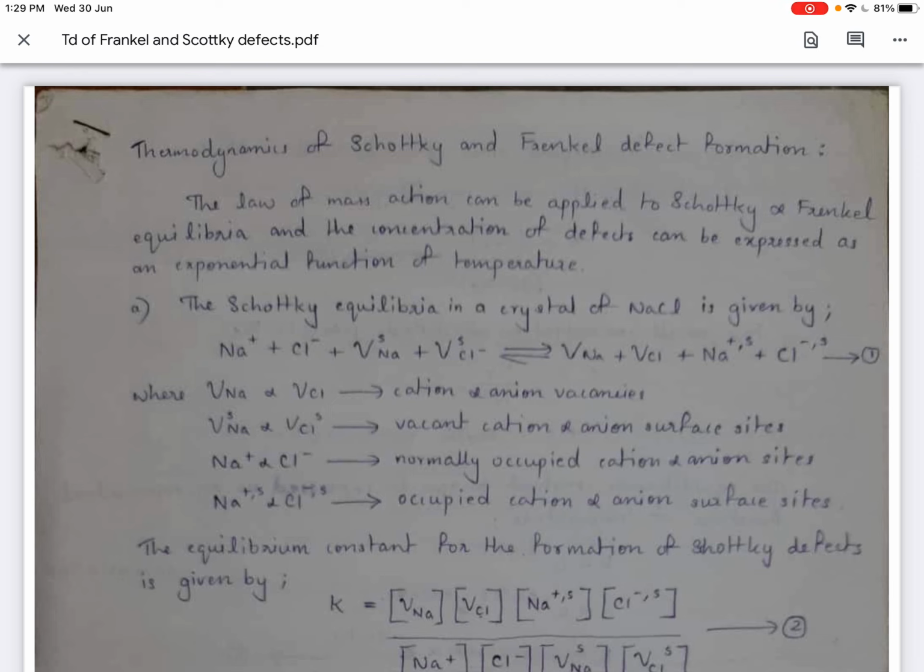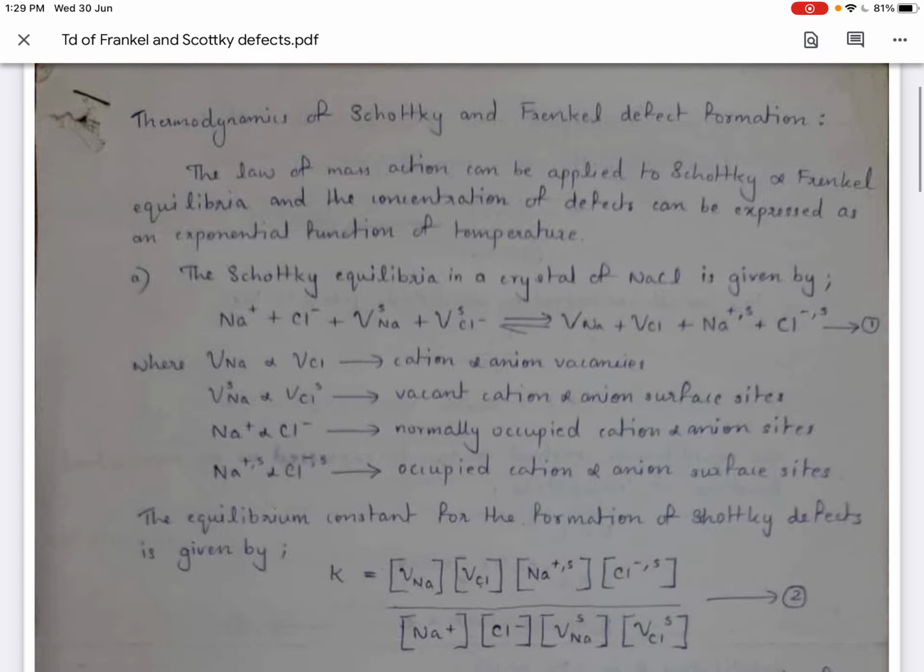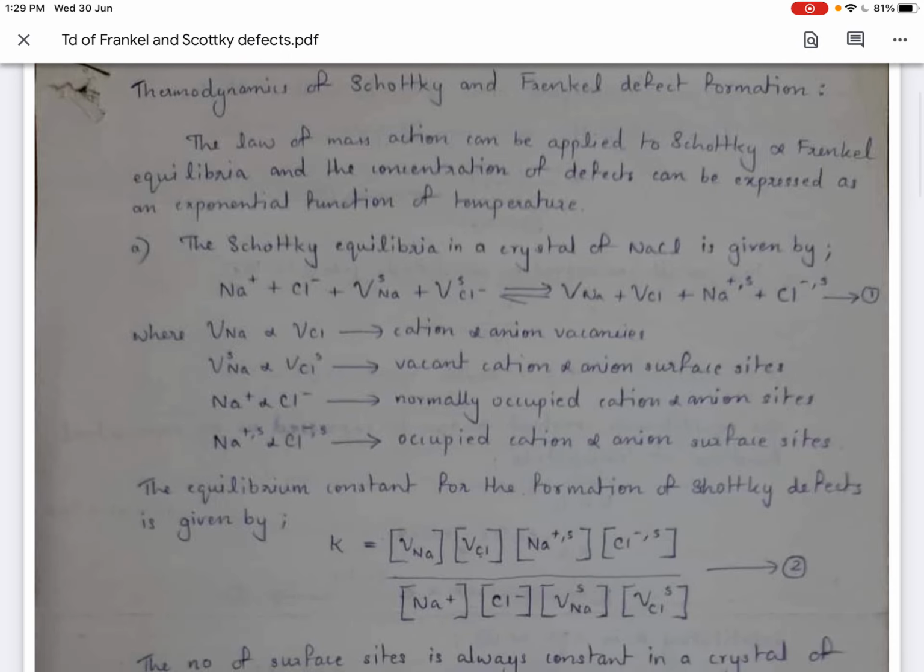And here we have to consider the thermodynamics of Schottky and Frenkel defect formation. We have to apply the law of mass action to these Schottky and Frenkel equilibria, and the concentration of the defects can be expressed as an exponential function of temperature.